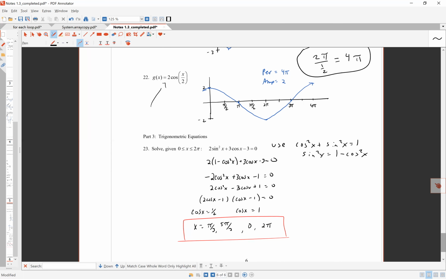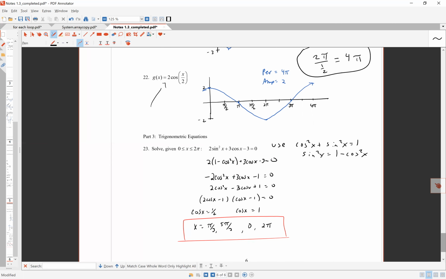Okay, so it says solve this equation. You want x to be between 0 and pi over 2. Okay, that looks hard. We want to find x that solves the equation 2 sine squared x plus 3 cosine x minus 3 equals 0. It's like, what? This is really hard. But because we know the famous trig identity, cosine squared x plus sine squared x equals 1, we can get that whole equation in terms of cosine.